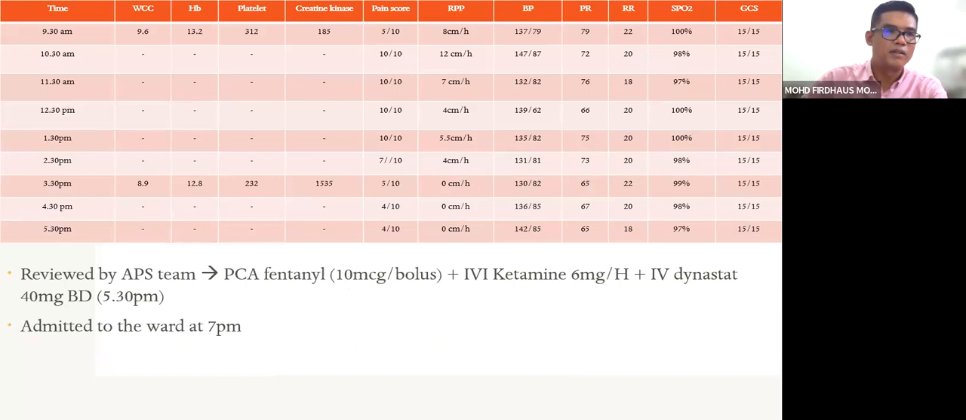After the completion of the second dose of antivenom, the RPP started to diminish and remained at 0 cm/h. However, given the persistent pain, he was referred to the acute pain service team. And patient was started on PCA fentanyl, and he was started on infusion ketamine of 6 mg/h with addition of IV Dynastat 40 mg BD as well. And subsequently, patient was admitted to the medical ward at 7 p.m. on the same day as well. Next, please.